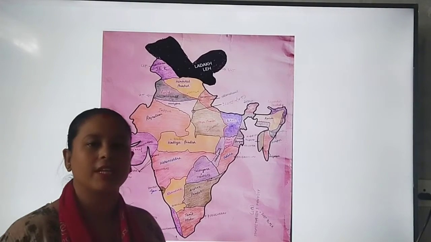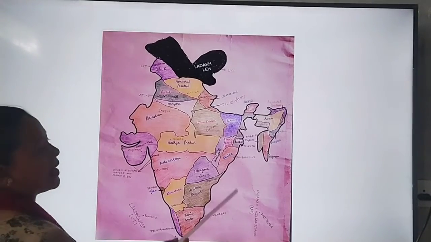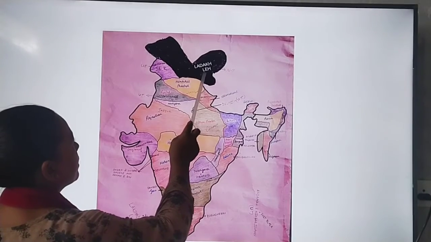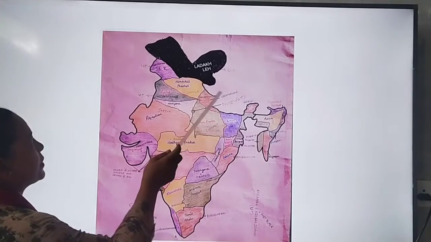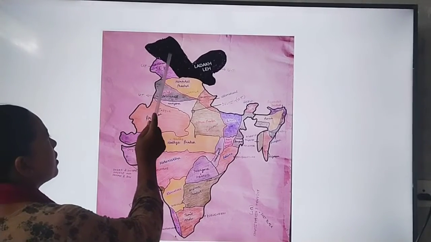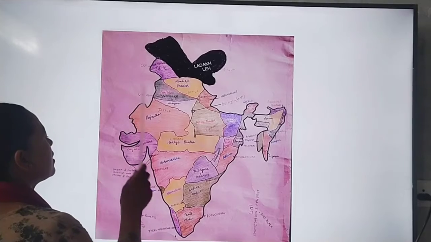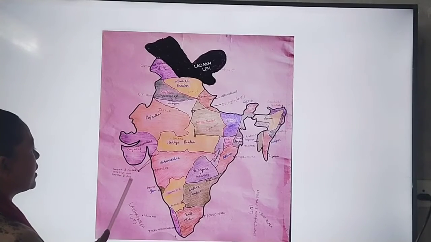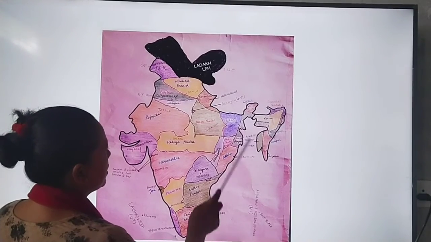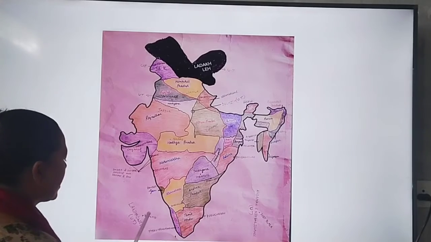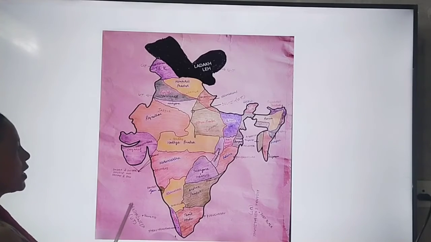So we have 28 states and 8 union territories. First of all, let's have a look at union territories and their capital. Ladakh, Leh. Ladakh is the name of the union territory, and Leh is its capital. Jammu and Kashmir, Srinagar is the capital, and this one Chandigarh is also the same capital, and Dadra and Nagar Haveli and Daman and Diu, Daman is the capital. Andaman and Nicobar Islands, Port Blair is the capital. Delhi, New Delhi is the capital, and Lakshadweep, Kavaratti is the capital of this union territory, okay.